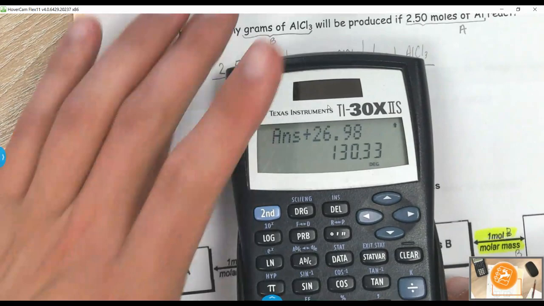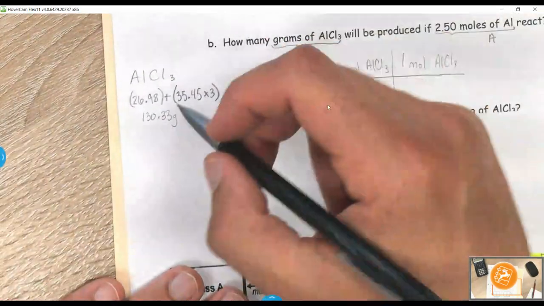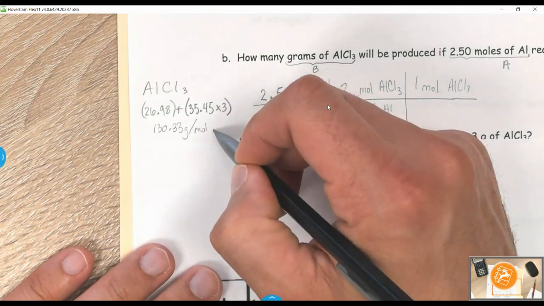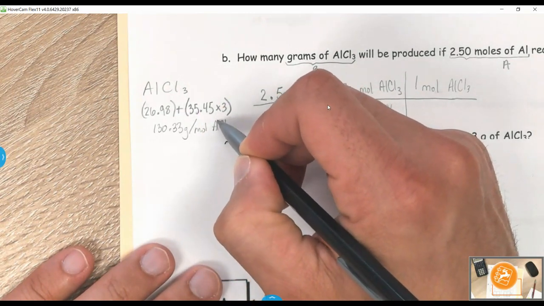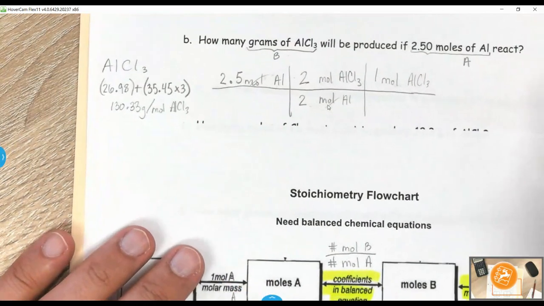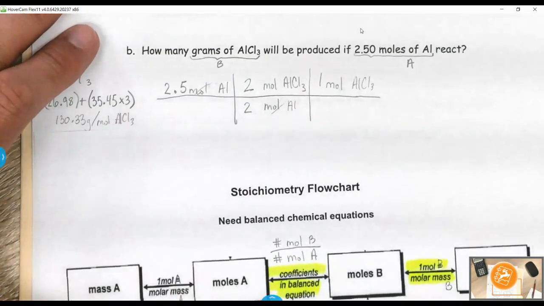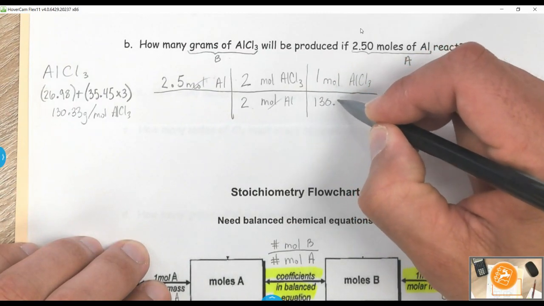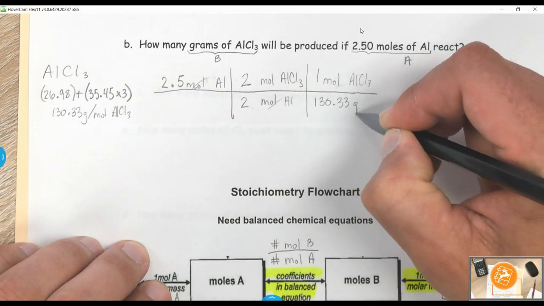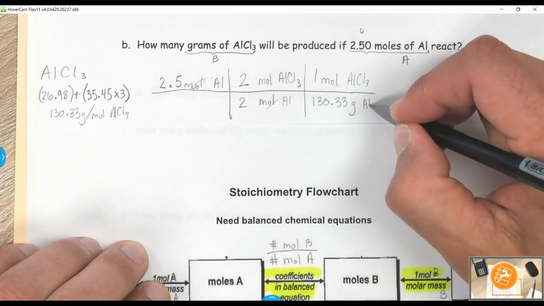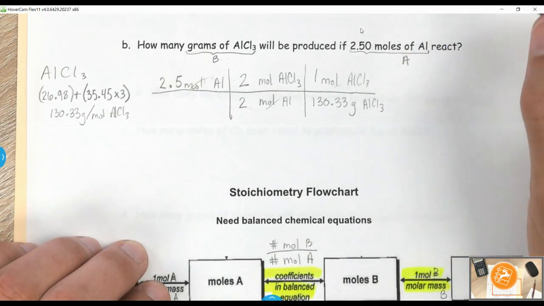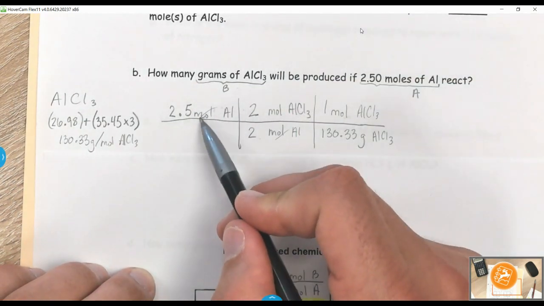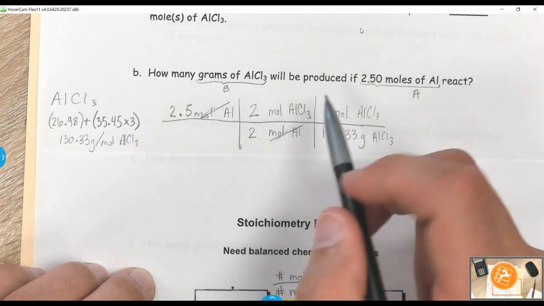130.33. And that should be how many grams are in 1 mole of your aluminum chloride. And that number goes there, 130.33 grams of aluminum chloride. So now we look, moles of aluminum on top and bottom cancel out.